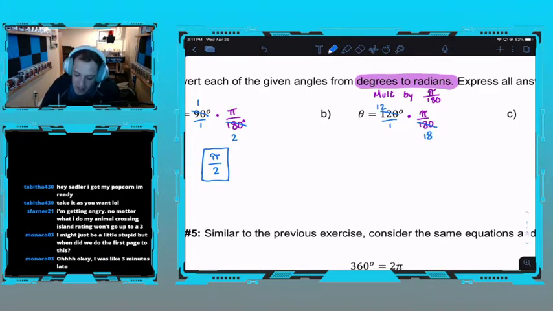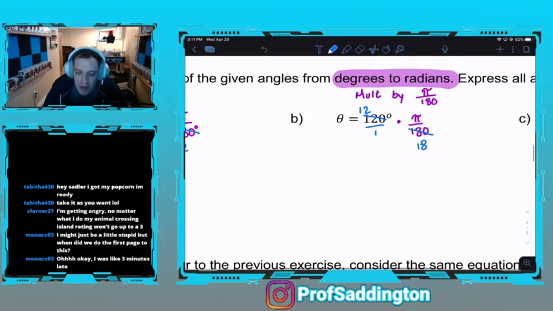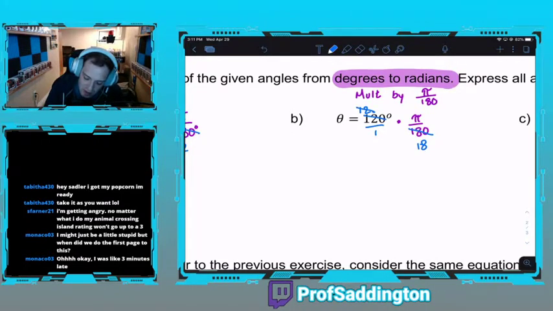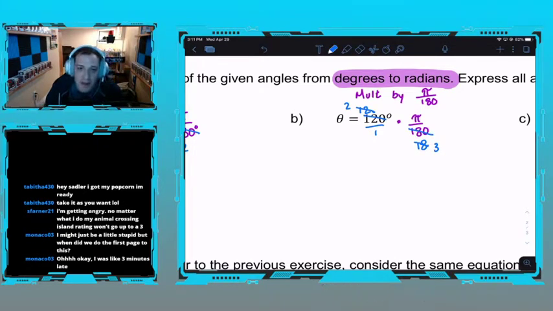There it goes. All right. And then we have 12 and 18, and 12 and 18 can be reduced down again by 6. So if I cross off the 12, that would become 2. And then 18 divided by 6 would give me 3. So we have 120 degrees.